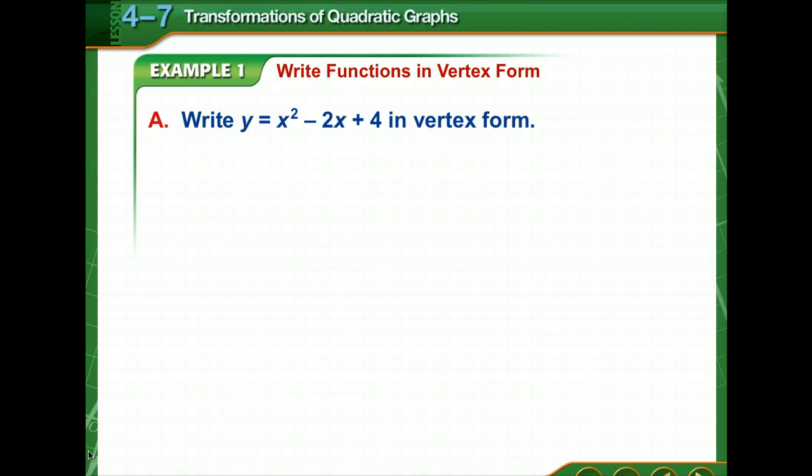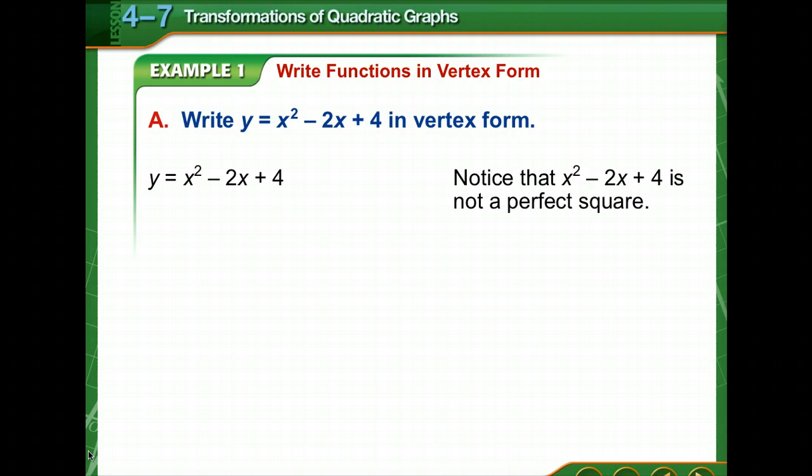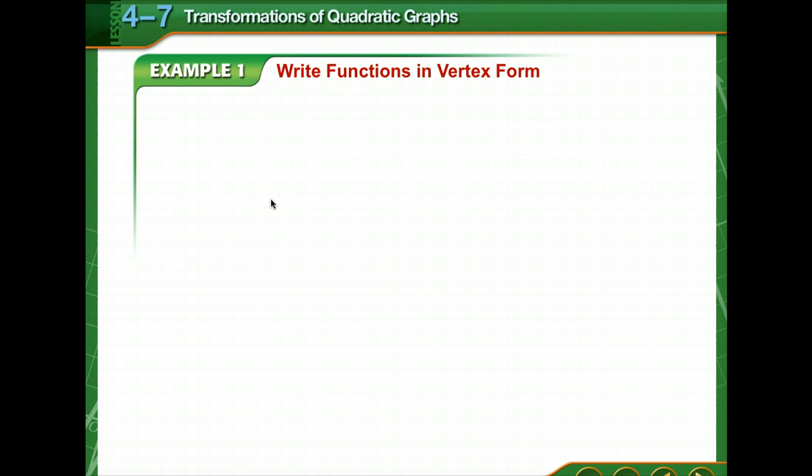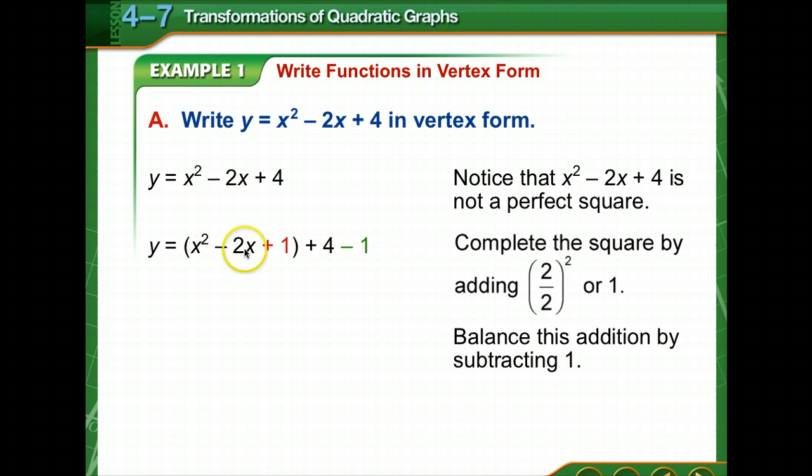So let's see what this means. We're being asked to write y = x^2 - 2x + 4 in vertex form. Notice that we've got a perfect square here. So we could take half of 2 and square it. That's a positive 1. And so what we're going to do is subtract 1 from the other side.